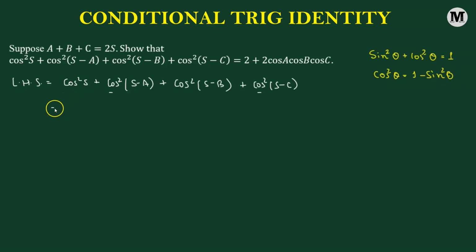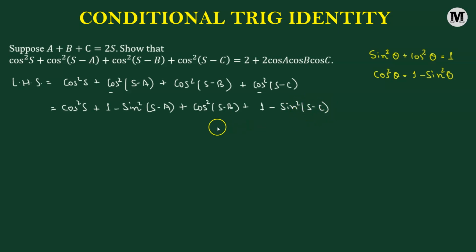Okay. So we'll keep the first term intact. We have cosine squared s. We are going to change the second term to its sine squared equivalent as 1 minus sine squared (s minus a). Added to, we have cosine squared (s minus b) added to 1 minus sine squared (s minus c). Fine. Now 1 and 1 get added to give us 2. So that also takes care of the 2 that we need on the right hand side.